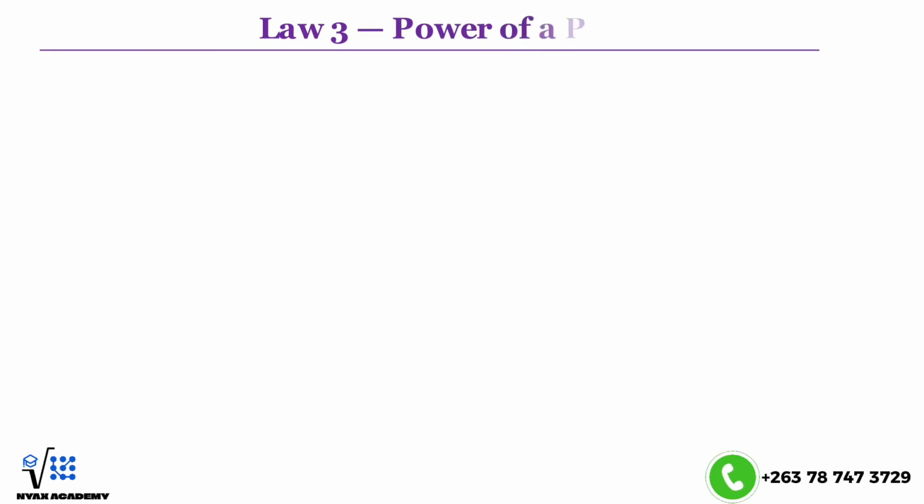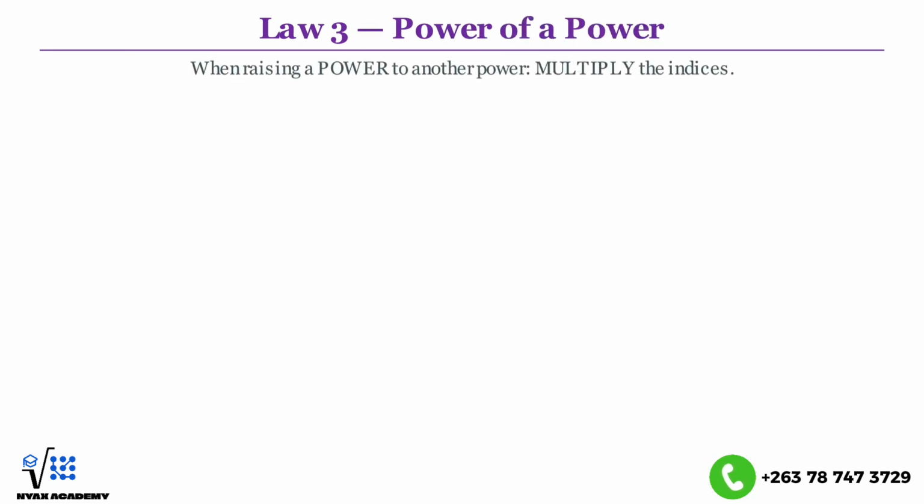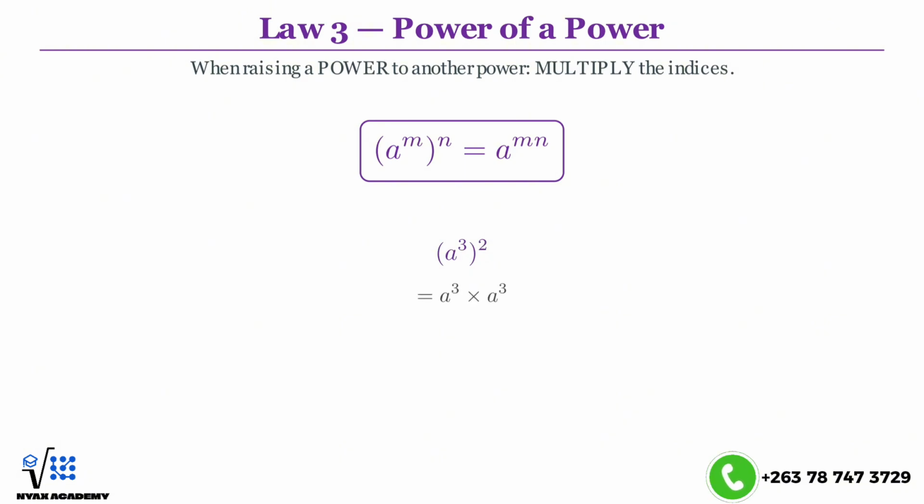The third law is power of a power. Kana tichireza a power to another power, tino multiply ma indices edu. For example, a to the power of m raised to the power of n becomes a to the power of m times n. So we're given a cubed, all squared. Takafanira kuti a cubed times a cubed. Then tobva apply law 1 yedu. So we are saying a to the power of 3 plus 3 towana a to the power of 6.